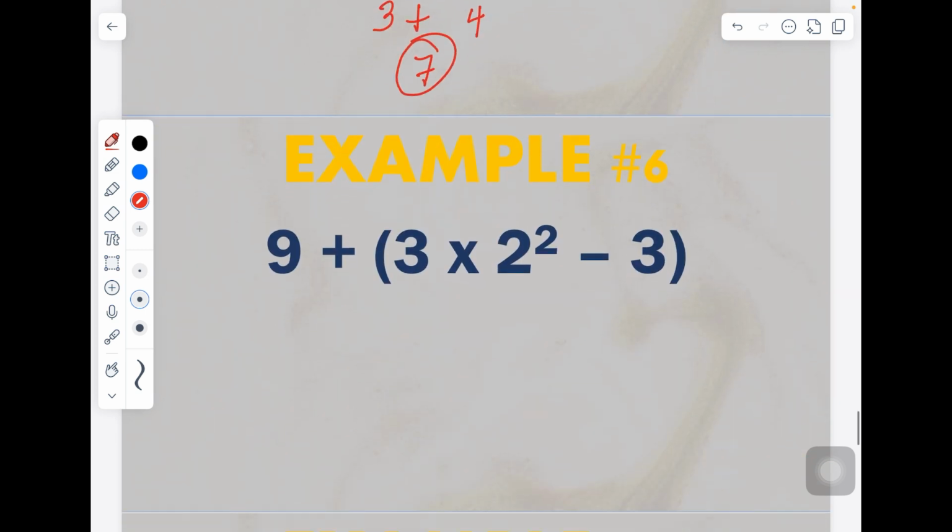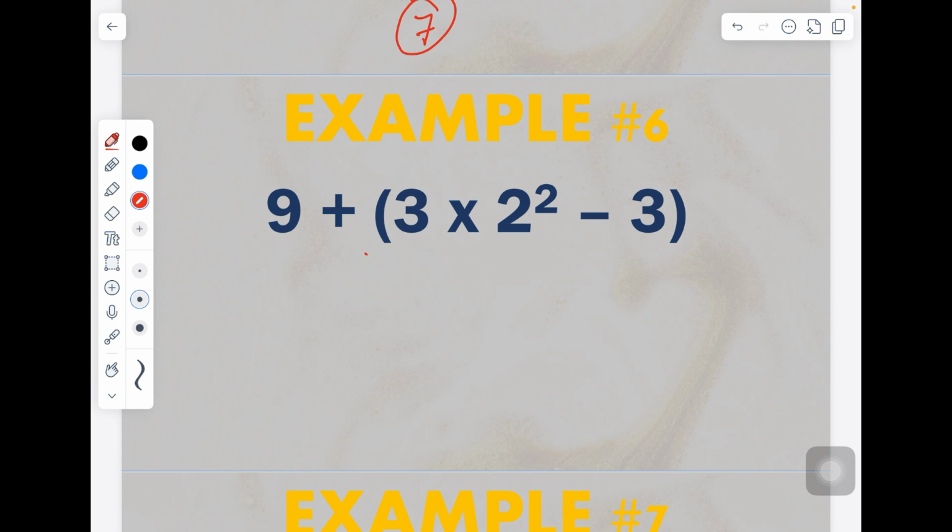Another one. 9 plus quantity 3 times 2 squared minus 3. So there's a parenthesis. Let's do the operations inside first, followed by your exponent. So that's 2 times 2 because it's raised to the second power. You multiply the number by itself 2 times. That's why 2 times 2, and that's 4. Okay? And then I just copy this.